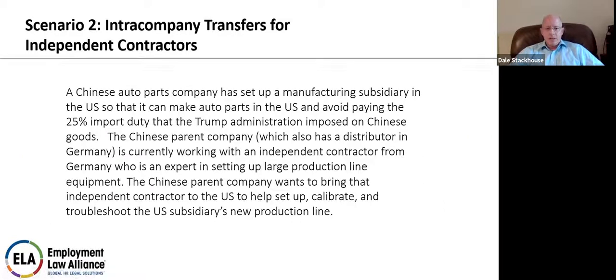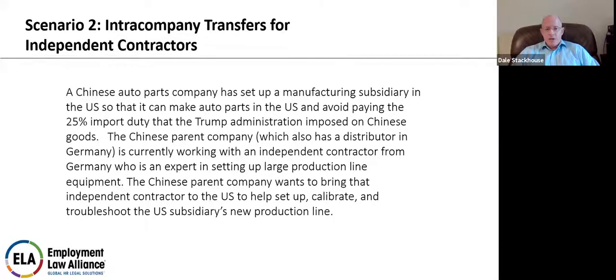There we go. And our second scenario involves a Chinese auto parts company that set up a U.S. manufacturing facility so that it can make auto parts in the United States and avoid paying the 25% import duty that the Trump administration has imposed on Chinese goods, which the Biden administration has left in place.